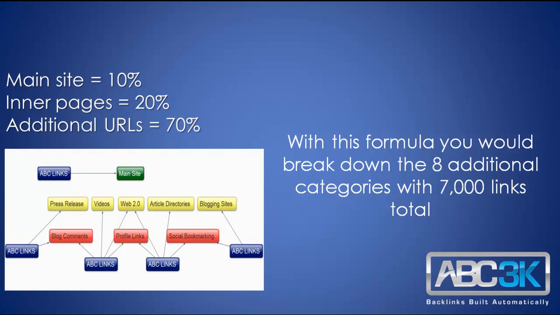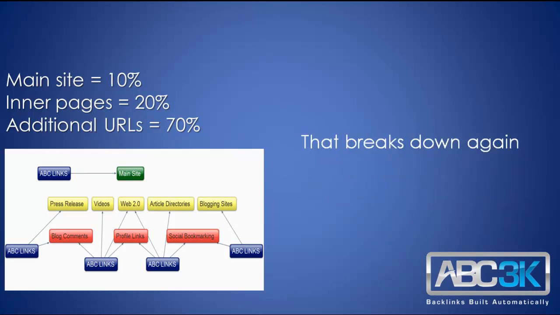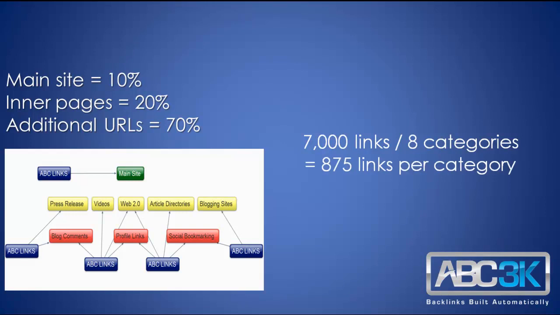Well, we said in this example we're going to allocate 70% of the URLs to these yellow and red bubbles, to those 8 additional categories. 70% of 10,000, the example we're using in the Platinum plan, is 7,000 links. That breaks down again like this. 7,000 links, which is 70% of 10,000, divided by the 8 categories, means you would send 875 links per category.